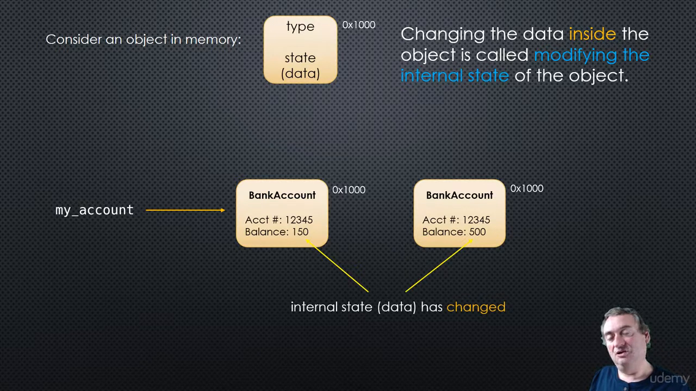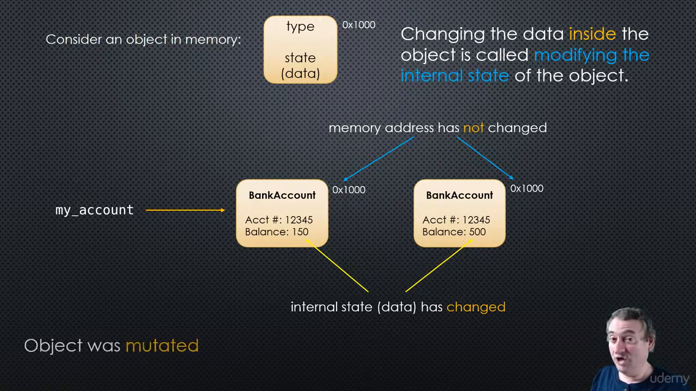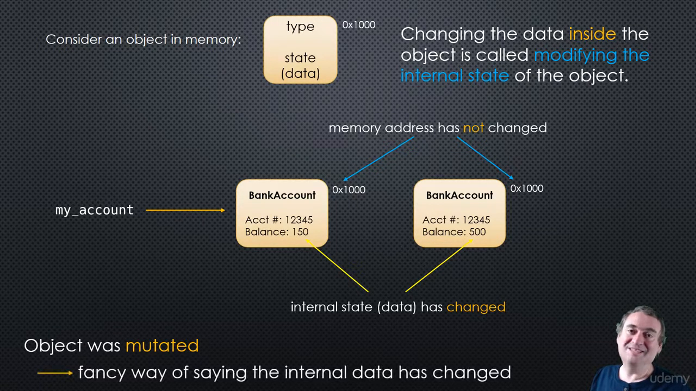You'll notice that the internal state, the data, has changed, but the memory address has not changed. Unlike when we were dealing with integers, where myvar was pointing to 10, and when we said myvar equals 15, it changed the reference to a new integer object containing 15. Here, we're actually modifying the internal state of the same object. The data has changed, but the memory address has not. We say that the object was mutated, which is really just a fancy way of saying that the internal state of the object changed. So there's a little bit of a difference.